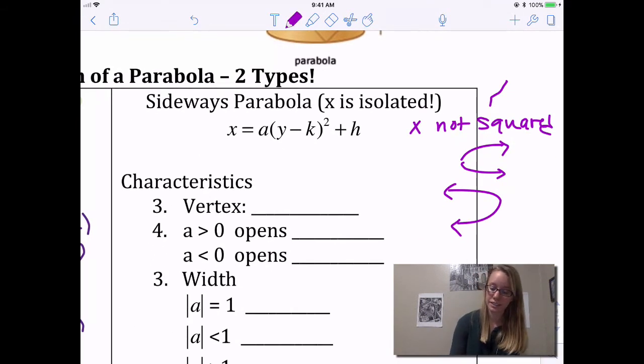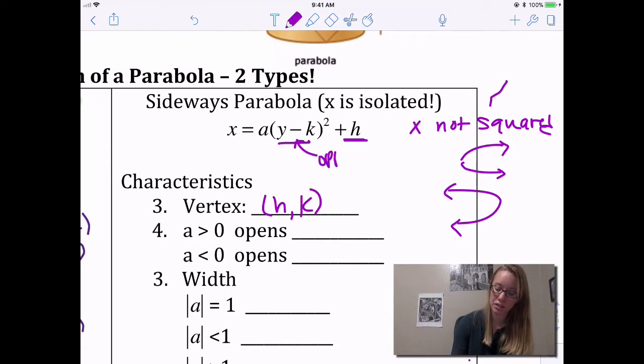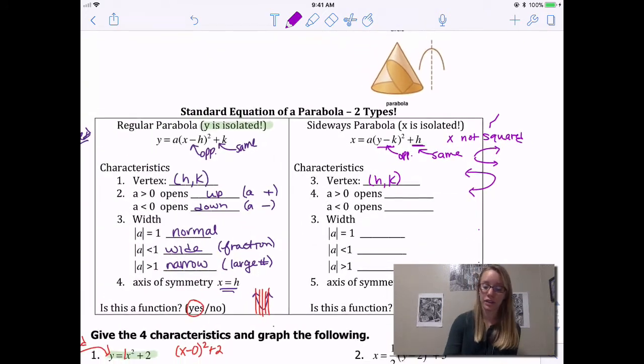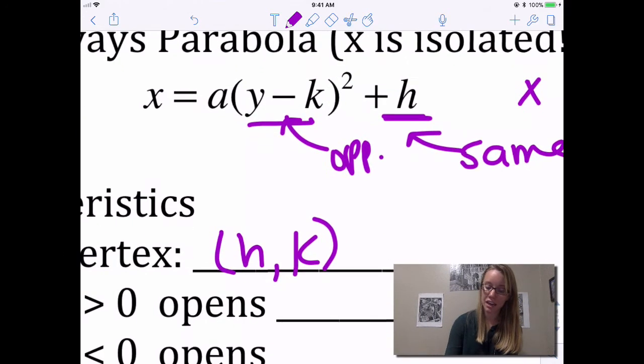Our vertex is still at (h, k), but notice that our h is now by itself, and our k is with y. The other thing to notice is that now our k is the thing that's opposite, and our h is the thing that is the same. So when I'm looking at h and k, now I just find h and k in different spots. You'll notice that here our h is with x, so our x value is with the x, and then our k value is with the y, so our y value is with the y.